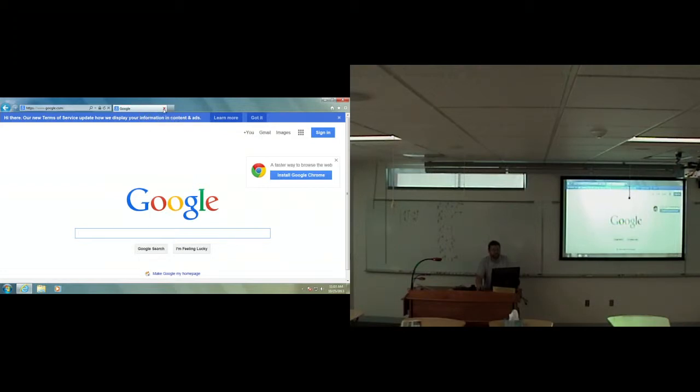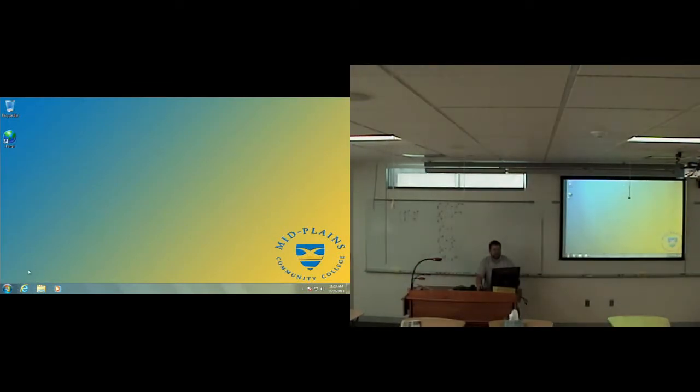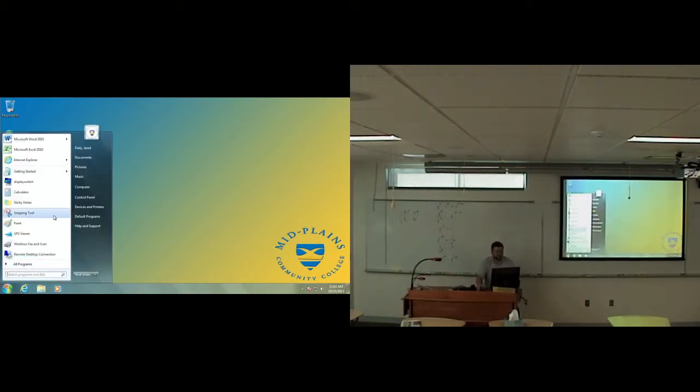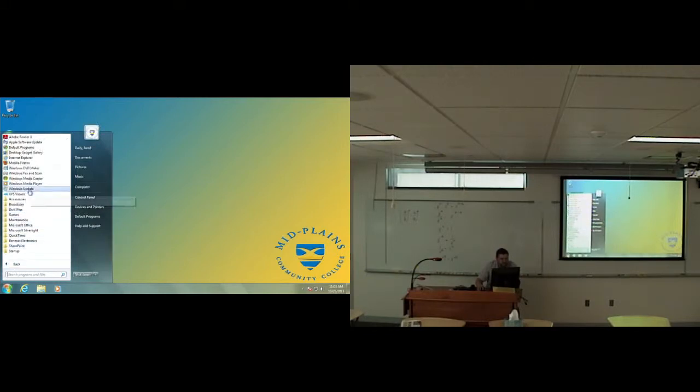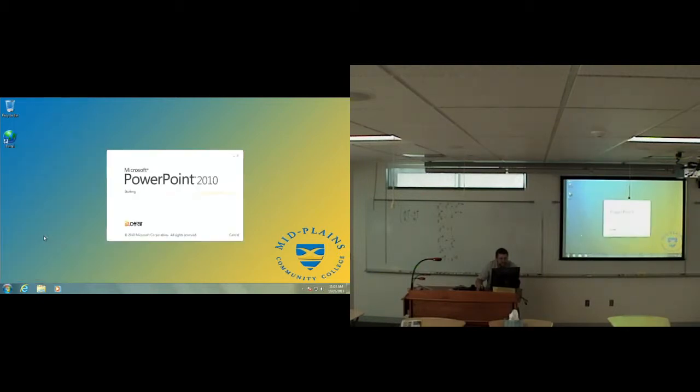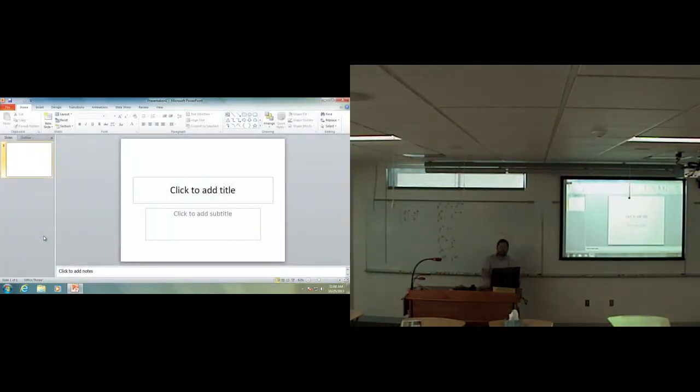So what we want to do here is go into PowerPoint. Let's see if we can find PowerPoint here. Here's all programs. Let's go to all programs. Let's go to Microsoft Office. Let's go to Microsoft PowerPoint. Okay. So here is Microsoft PowerPoint, and we've already talked a little bit about PowerPoint and how to use it and how not to use it.